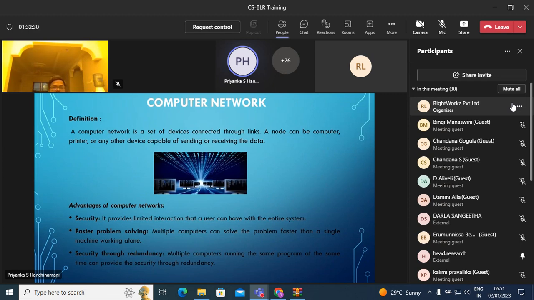Multiple computers can solve a problem faster than a single machine. Security through redundancy: multiple computers running the same program at the same time can provide security through redundancy.